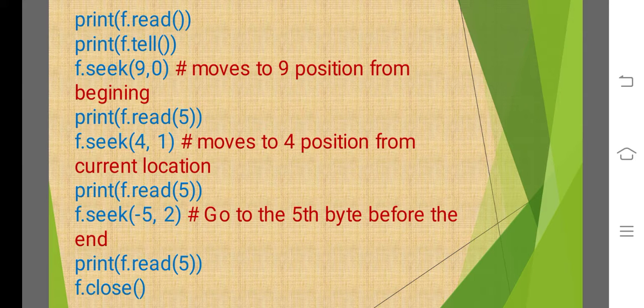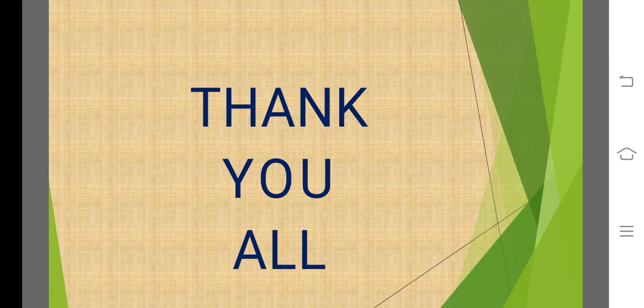Then print f.read(5). Again after that it will be read. After that we have to close the file. This is the explanation of this program, and in my next lecture I will explain the programming part of this file handling of text files.